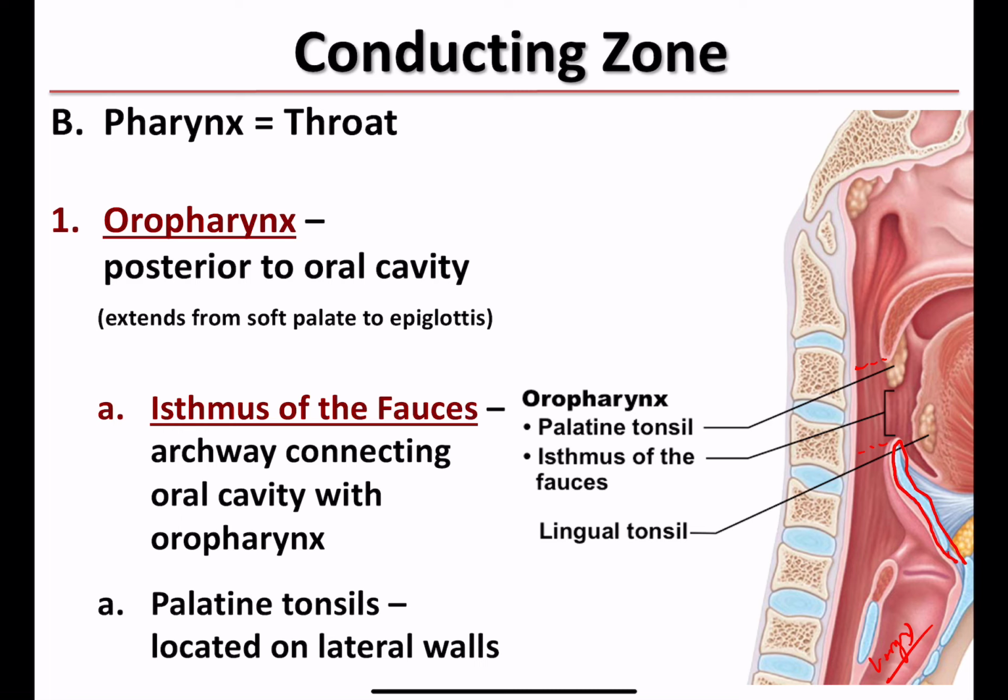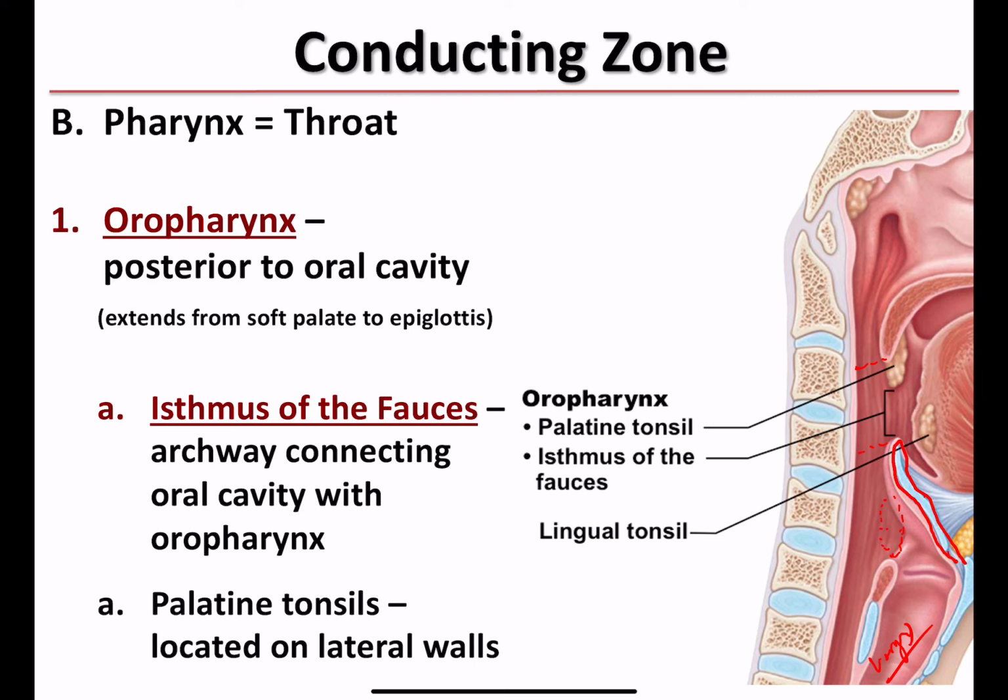epiglottis. By the way, guys, this opening to the larynx from the pharynx is known as your glottis. So this cap that sits on top of the glottis and closes the glottis off when we swallow is known as the epiglottis because the prefix epi means on top of. So this is the flap that's on top of the glottis or covers the glottis. But in any event, the main show here is the oropharynx.